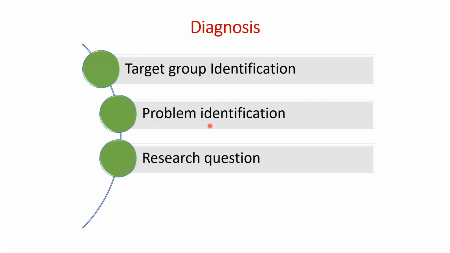Because in theory, you have already studied that the yellow color is generally based on nitrogen deficiency. So you will develop a research question: is there nitrogen deficiency in that soil? So that is your research question.